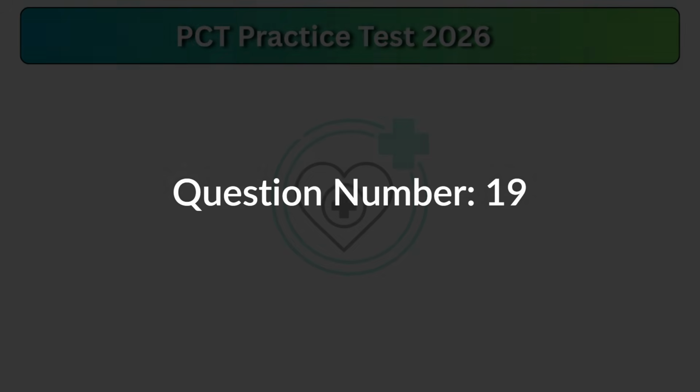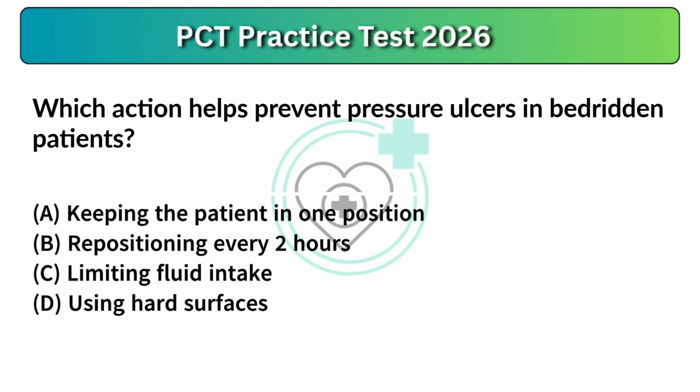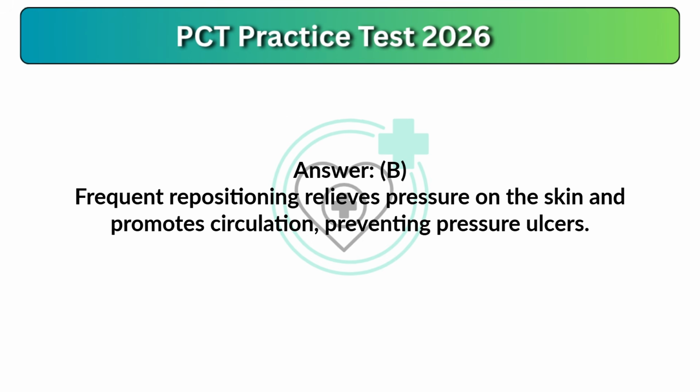Question number 19. Which action helps prevent pressure ulcers in bedridden patients? A. Keeping the patient in one position. B. Repositioning every 2 hours. C. Limiting fluid intake. D. Using hard surfaces. Answer: B. Frequent repositioning relieves pressure on the skin and promotes circulation, preventing pressure ulcers.